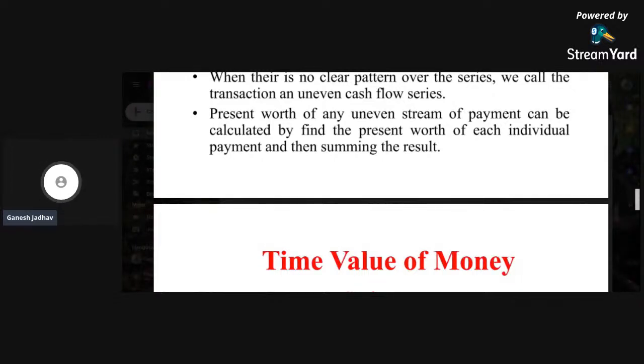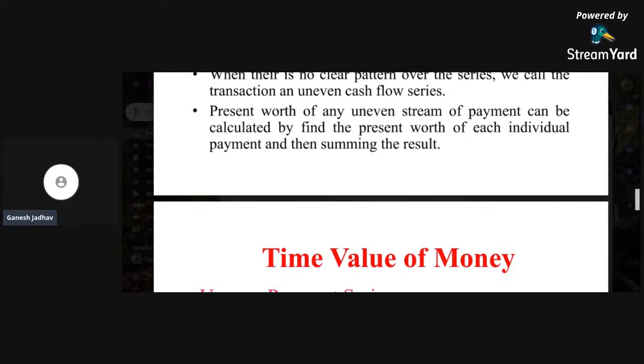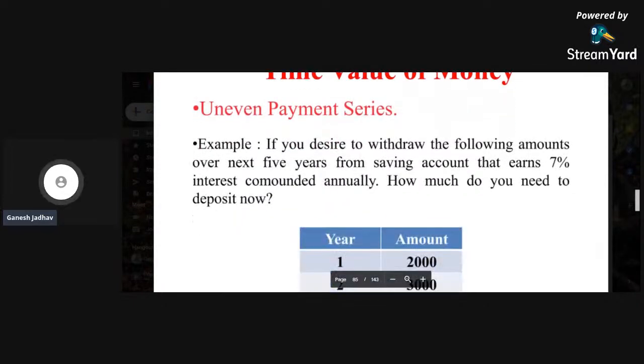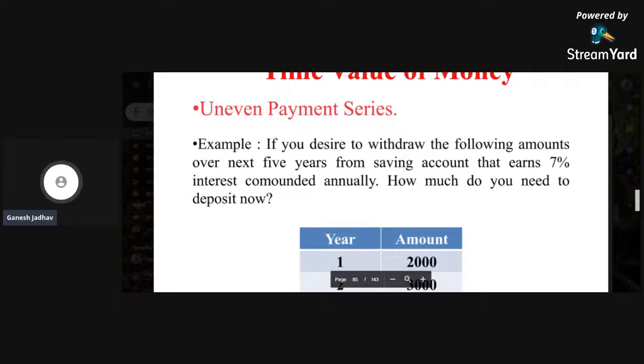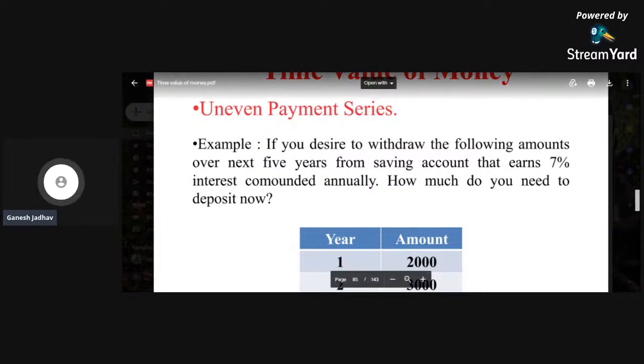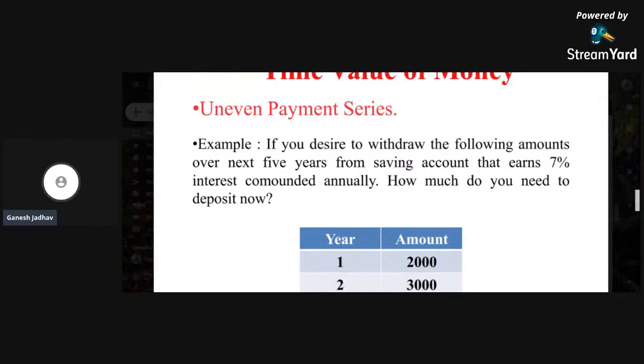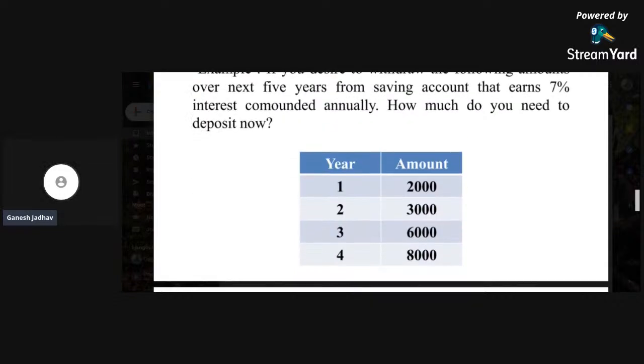Okay, by using the summing operation. Then this is an uneven payment series example, as you can see here. If you decide to withdraw the following amounts over the next 5 years from a savings account that earns 7% interest compounded annually, how much do you need to deposit now?